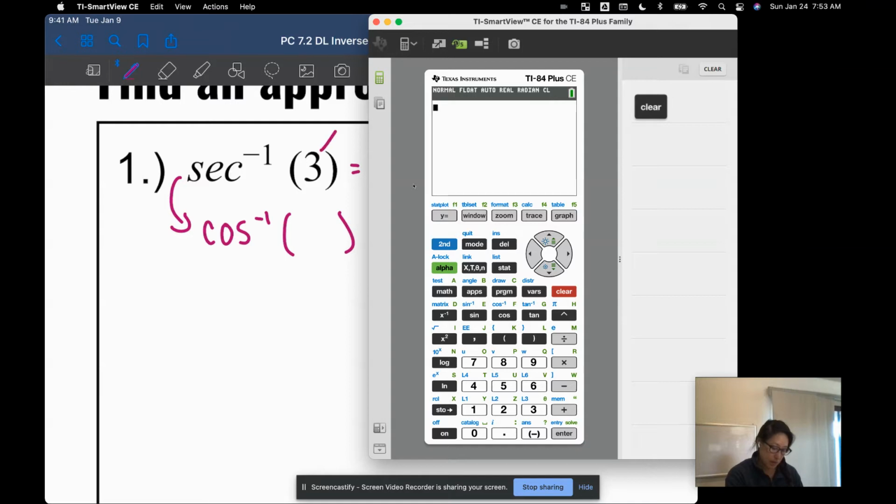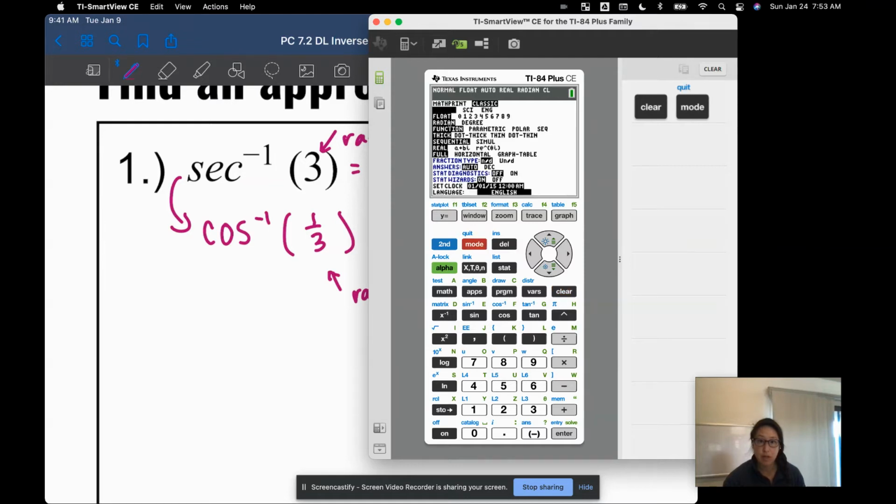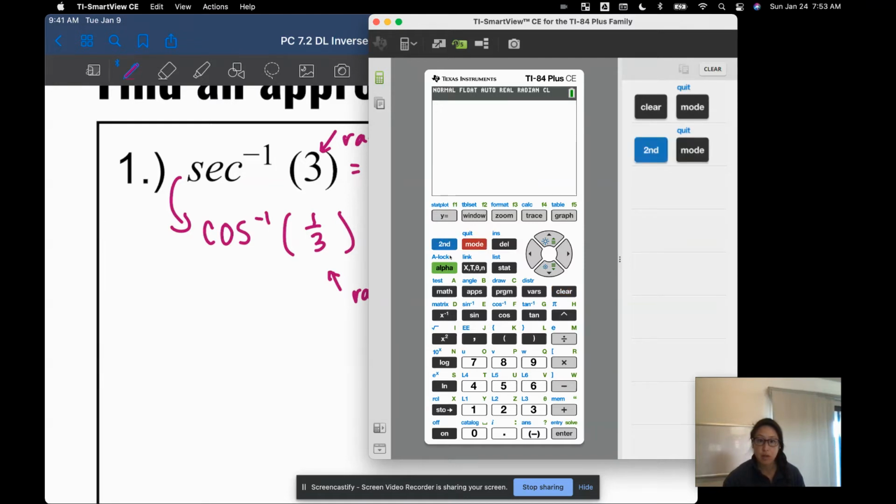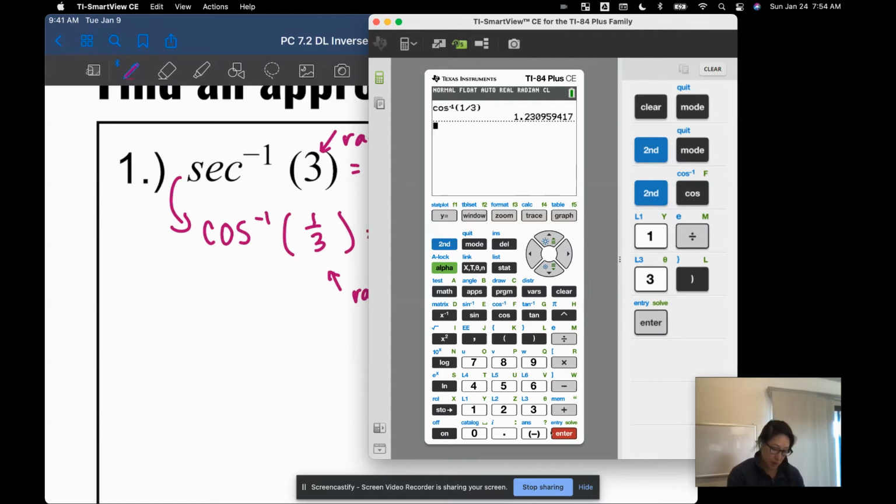And when we do that, we reciprocate the ratio. This would be r over x. So we want to write our new ratio as x over r. So I put 1/3. The sign stays the same, just the ratio gets reciprocated. I'm going to double check that I'm in radians mode. Okay. And then I'm going to use cosine inverse of 1/3. And that is, so theta is about equal to 1.23.